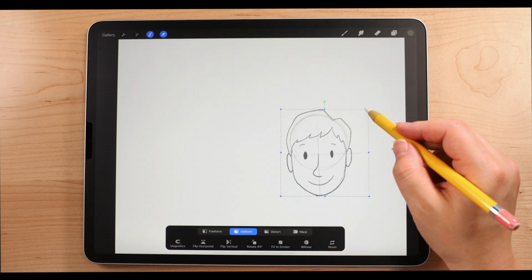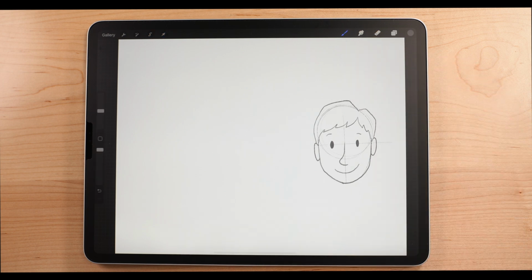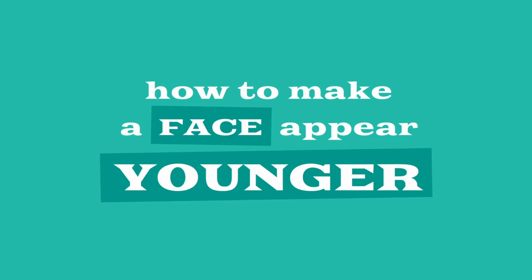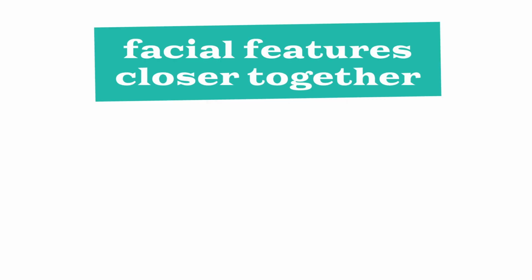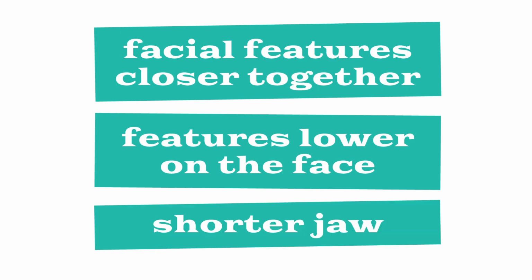And next, we're going to go all the way back and draw this character as a baby. If you want to make a character look younger, make their facial features closer together, place them lower on the face, and also shorten the jaw.